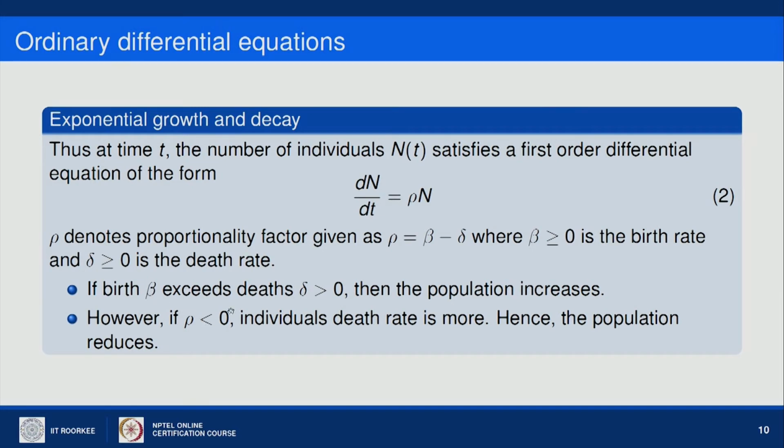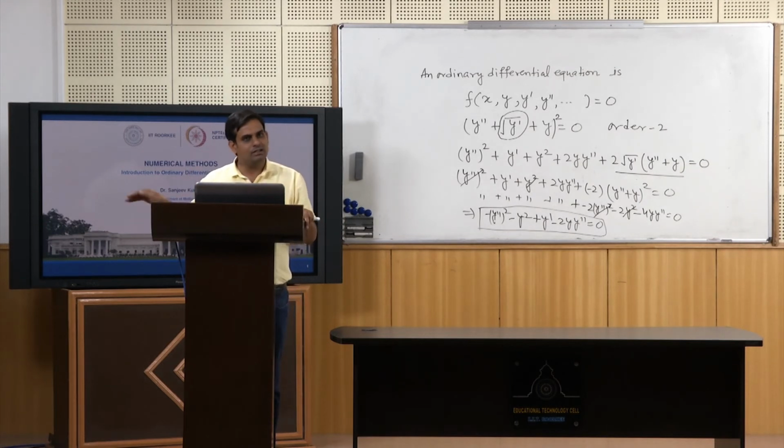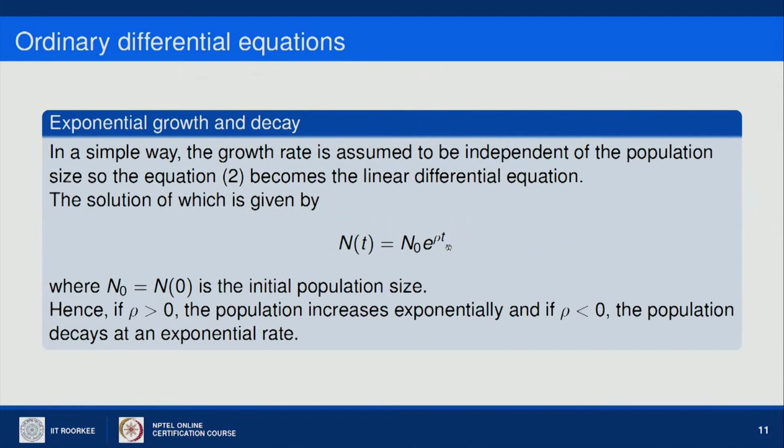So, if beta exceeds delta, rho is positive and hence the population is increasing. If rho is negative, then the death rate is more compared to the birth rate and hence the population is decreasing. The solution of this is given by N(t) equals N naught e raised to the power rho t.